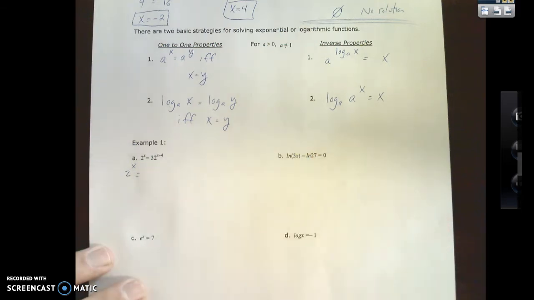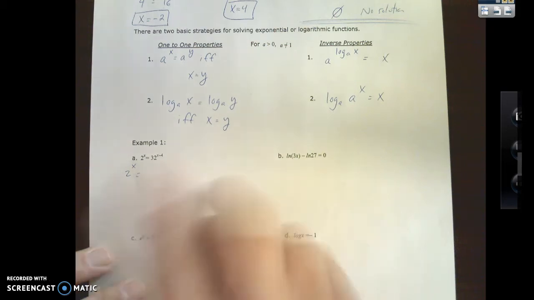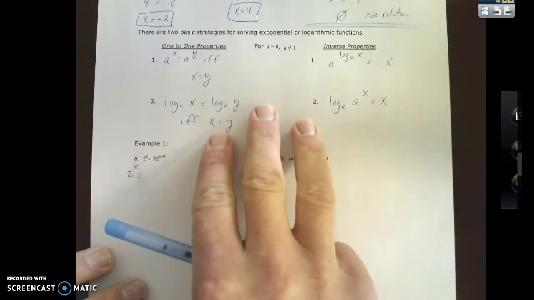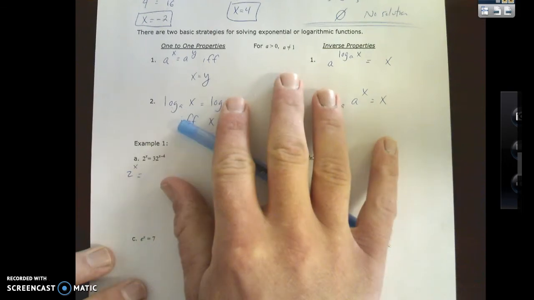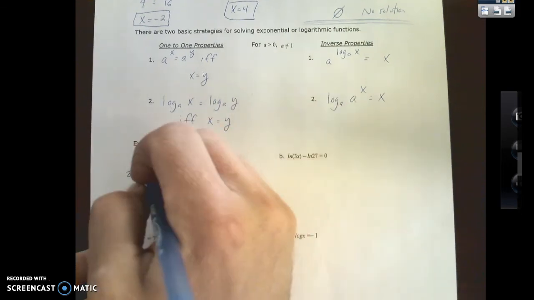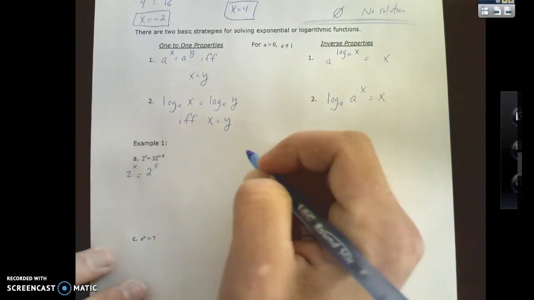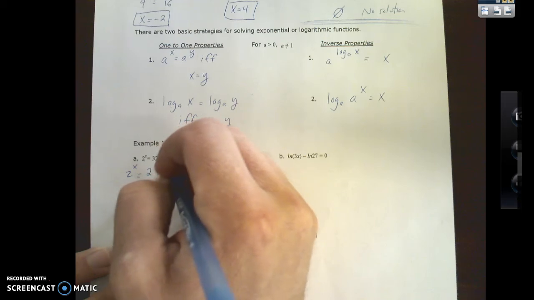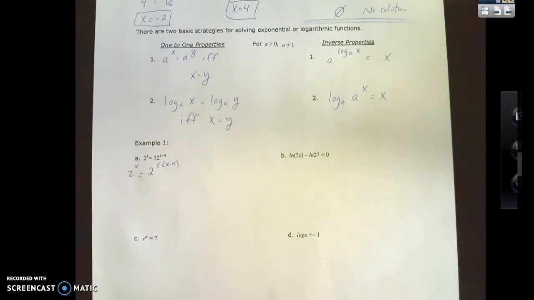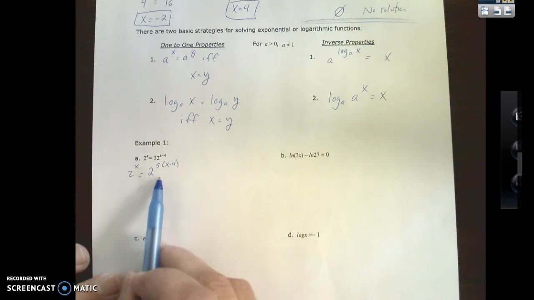So basically what I'm asking you is this: 2 raised to what power gives you 32? Well, 2 times 2 is 4, times 2 is 8, times 2 is 16, times 2 again is 32. So I can rewrite this as 2 to the 5th power. But I still have that x minus 4 right there. Well, now we're in really, really good shape because I have the same base, 2 and 2.